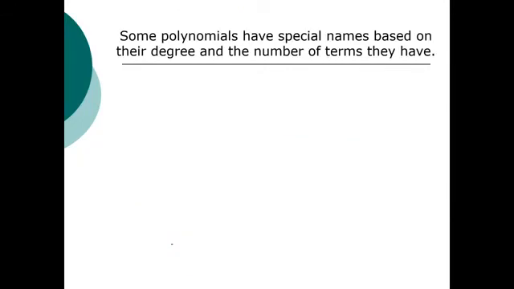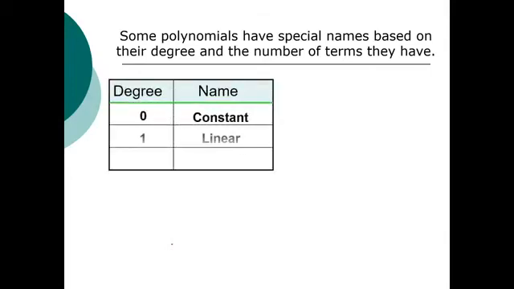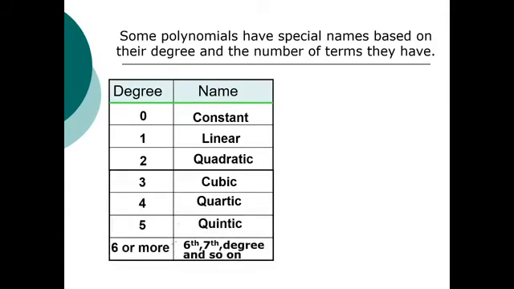Now, some polynomials have special names based on their degree and the number of terms they have. If the degree is 0, it's a constant. The degree is 1, it's linear. A degree 2 is quadratic. A degree 3 is cubic. A degree 4 is quartic. And a degree 5 is quintic. And if ever you have 6 or more, you say 6th degree, 7th degree, 8th degree, 9th degree.